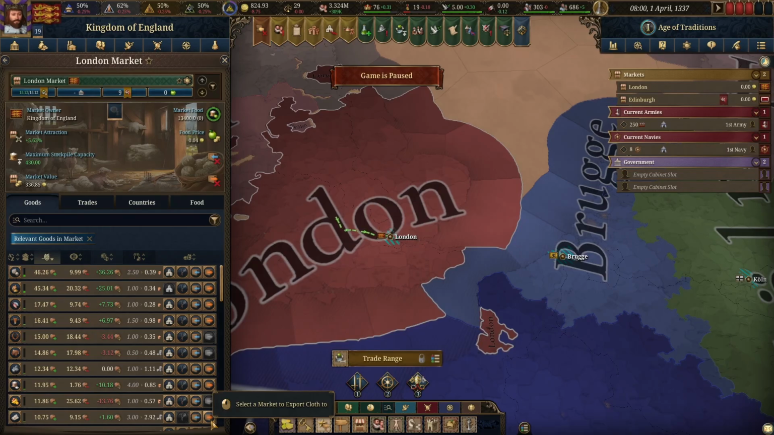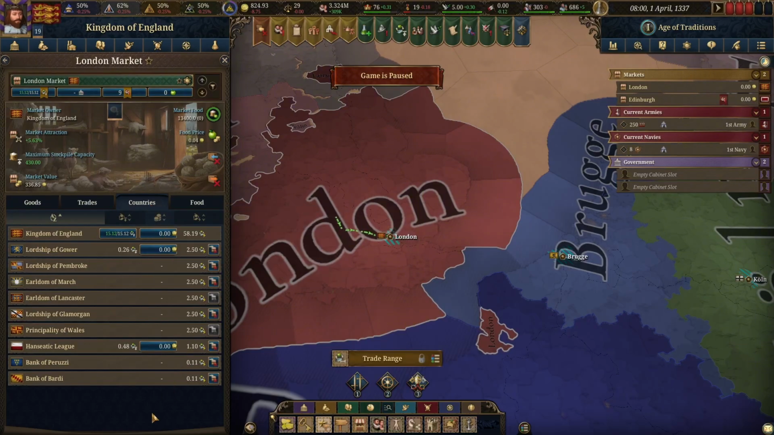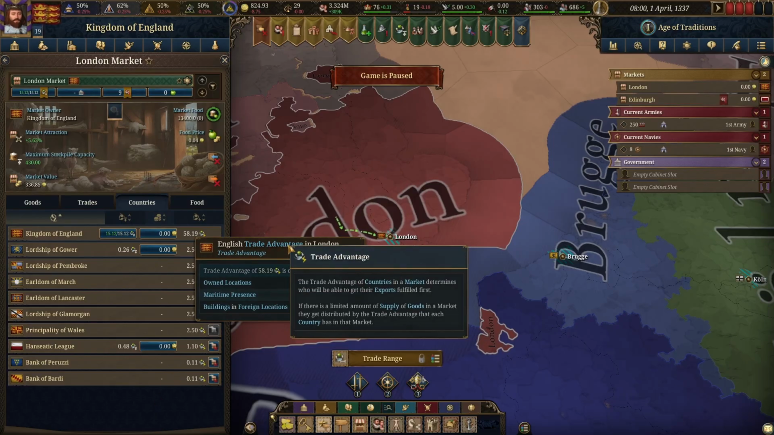But although we'd make more income from these buildings, our population that relies on cloth would also have to pay more, which wouldn't make them that happy. Now our trades, once we set them, will show up here. Next to this is a readout of countries that have something called trade advantage in your market, which we introduced before. Trade advantage basically determines who gets their orders for goods first. Remember that population and buildings in your market automatically get first dibs.